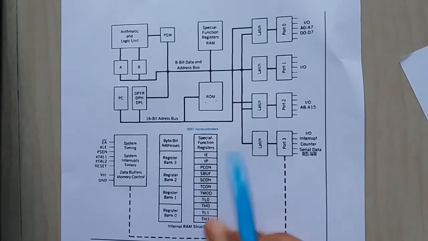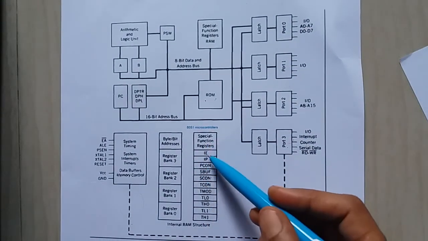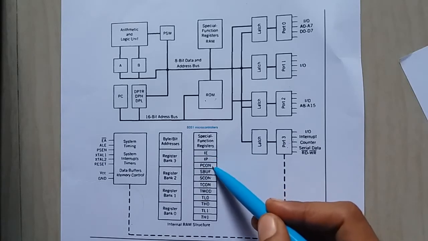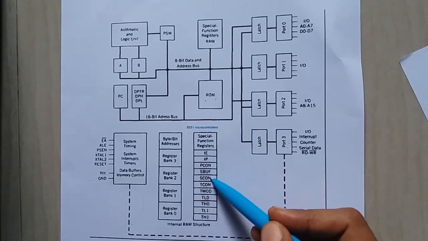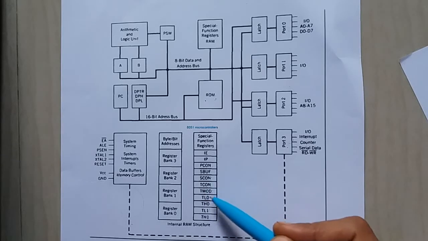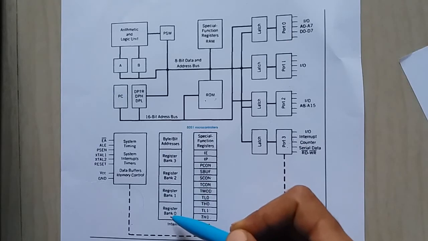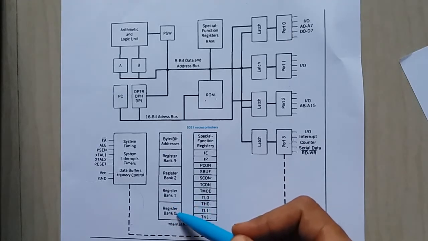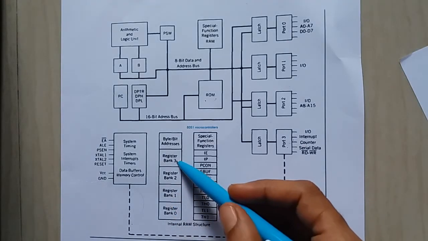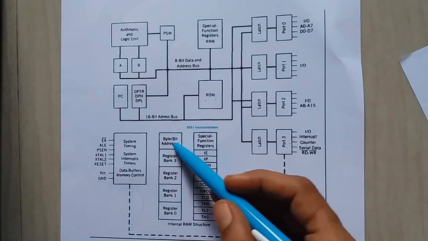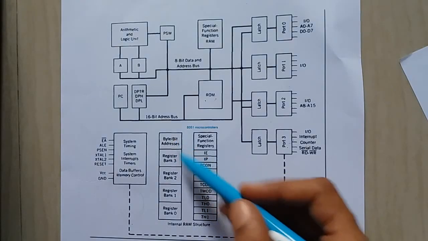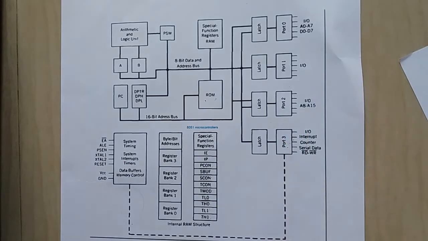And it also has special function registers. Those are interrupt enable register, IP register, power control register, serial buffer, serial control, timer control, TCON, T mode, and it has two timers, and those are divided into two registers, TL0, TH0, and timer 1 is divided into TL1 and TH1. And also the memory is divided into banks. You may see that each bank is named as bank 0, bank 1, bank 2, bank 3, and it has some bit addressable area also. This is about the 8051 architecture.